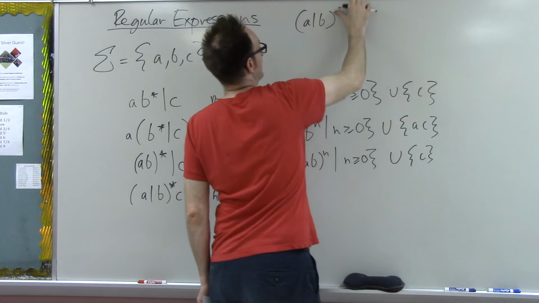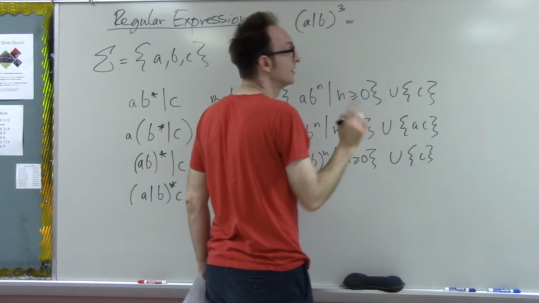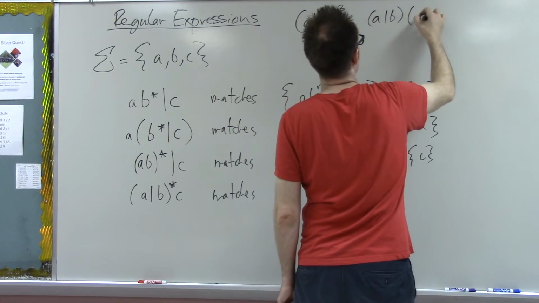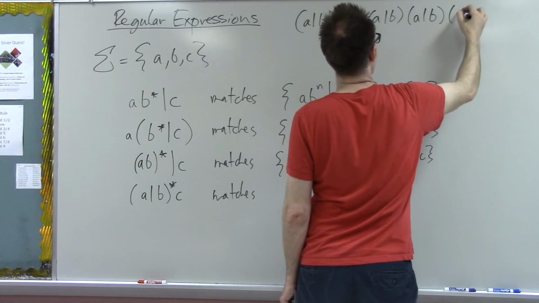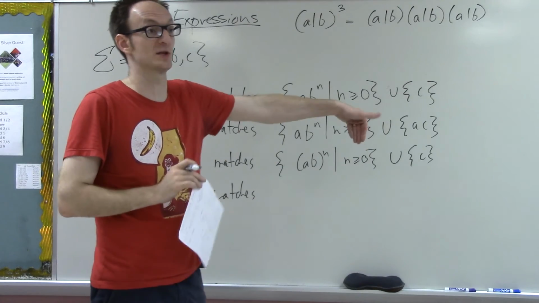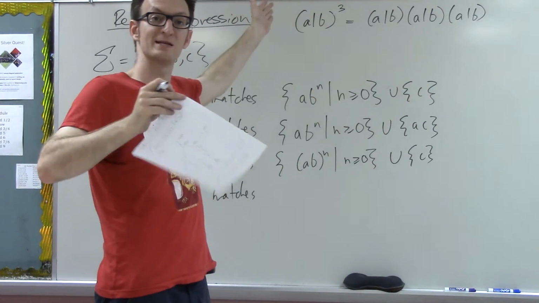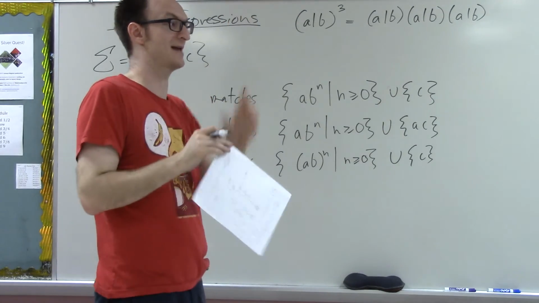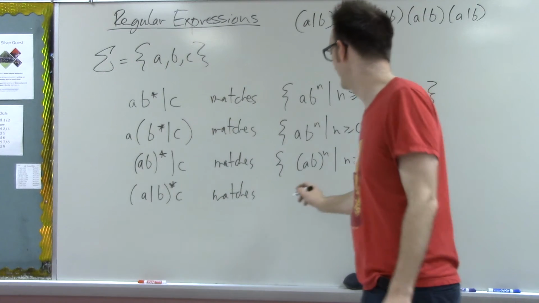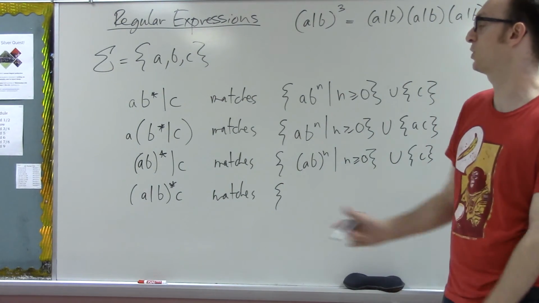Maybe I should do this. A or B cubed, for example, means A or B times A or B times A or B, concatenated. And then you make the choice as to which one of these you want. So it's not like you make a choice first and do it n times. You do the choice n times, each choice independent. So this matches a lot of things, and I don't even know how to write it in set theory notation without this.